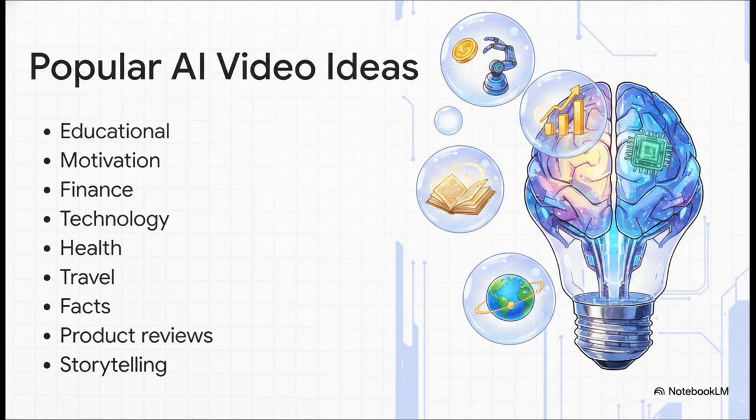By choosing proven categories like educational content, travel facts, or product reviews, you basically ensure your idea has a built-in audience eager to watch before you even start creating. The why behind this is actually pretty simple. Algorithms consistently favor content that answers common questions or triggers really high emotional engagement.